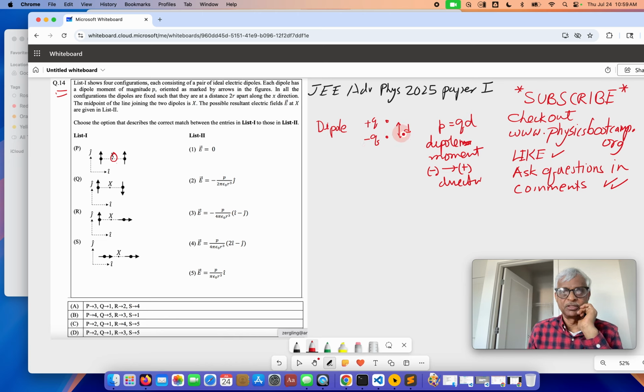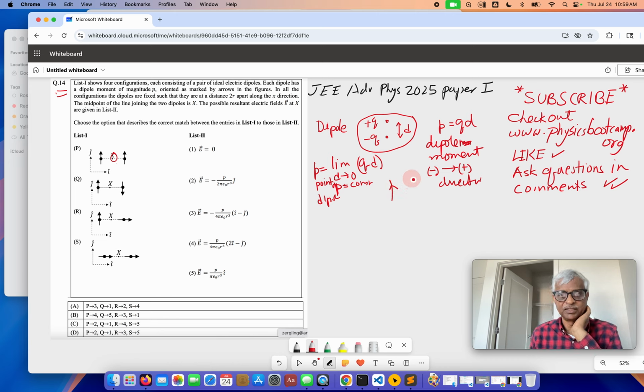If you take d small, the limit d goes to 0 of qd, with p constant, then you say this p is a point dipole, and you just represent it with an arrow like that.